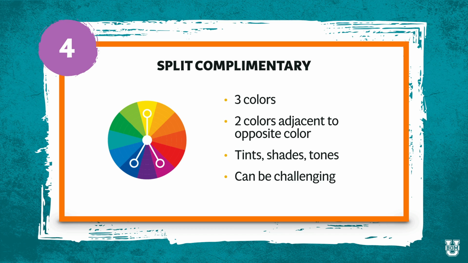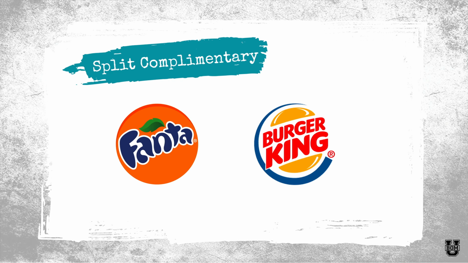And then next up, we have split complementary. Now, these become a little bit more complex. This is when you have basically 3 main color hues on the color wheel where 2 colors are adjacent to the opposite color. So you can see there in a little diagram how that would work out. Again, tints, shades, and tones. It can be a little more challenging, but again, these are all designed to be harmonious. So it all depends on the actual color you choose, meaning what tints, shades, and tones you use, and what ratio of the colors you use, which we'll talk about here in a minute. And some examples of split complementary are, you know, Fanta and Burger King.